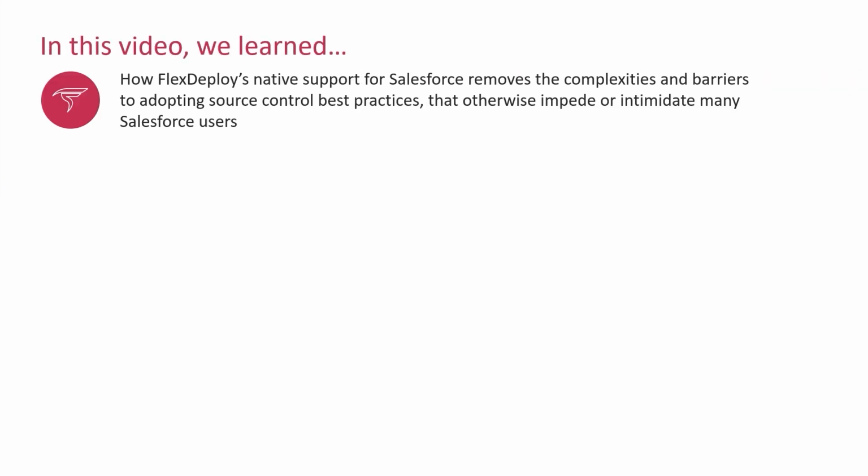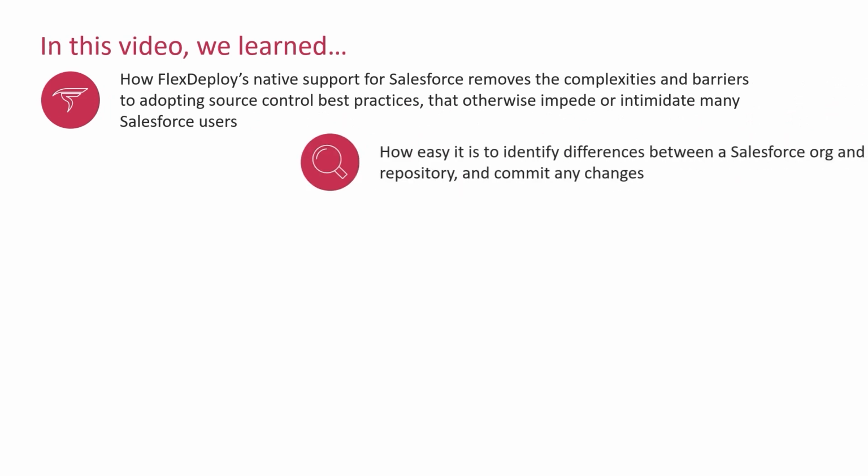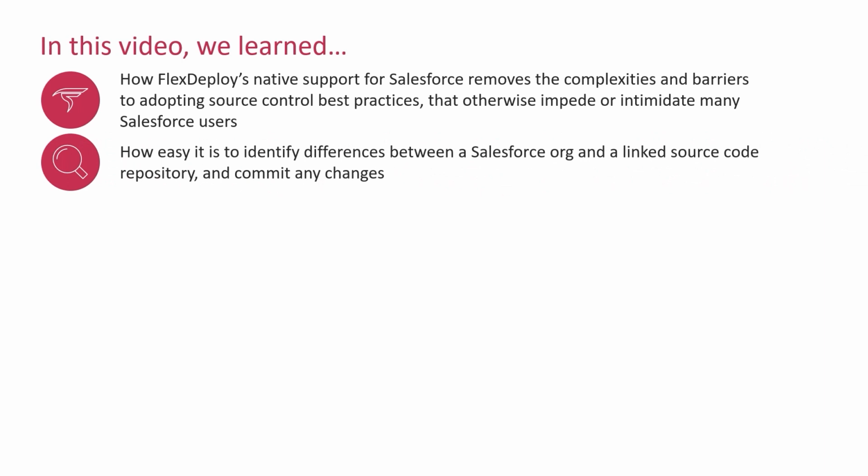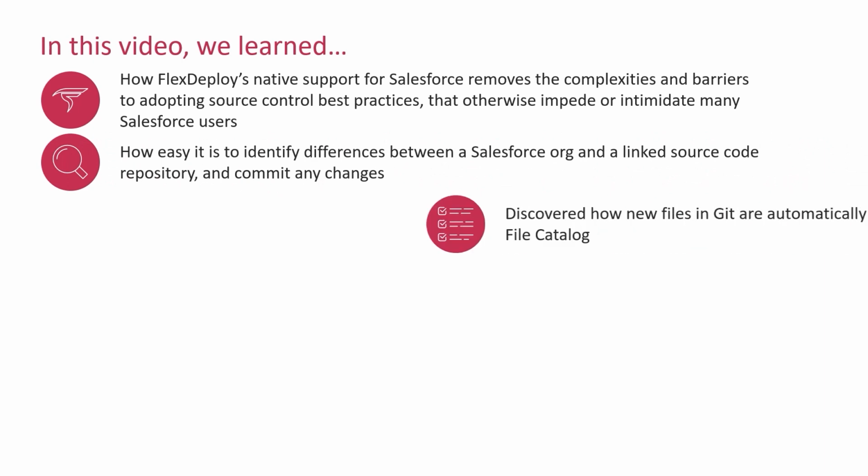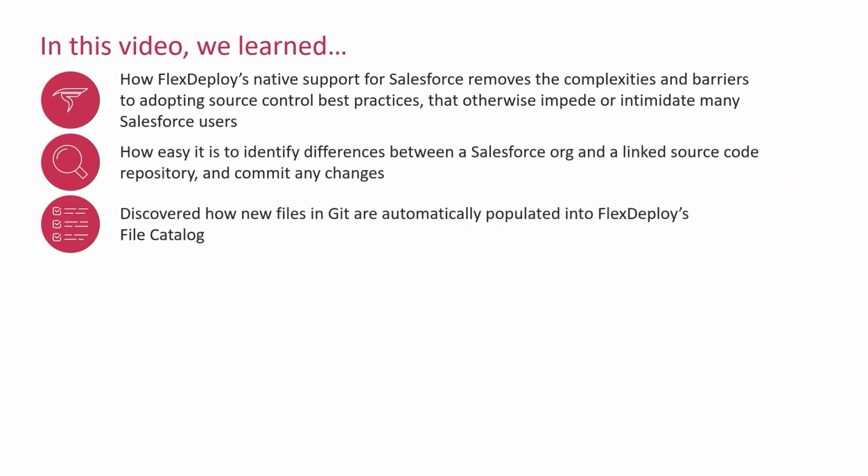In this video, we've learned how FlexDeploy's native support for Salesforce removes the complexities and barriers to adopting source control best practices that otherwise impede or intimidate many Salesforce users. We saw how easy it is to identify differences between a Salesforce org and a linked source code repository and commit any changes. We discovered how new files in Git are automatically populated into FlexDeploy's file catalog.